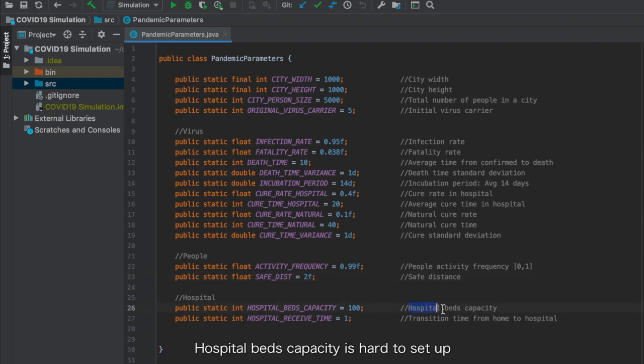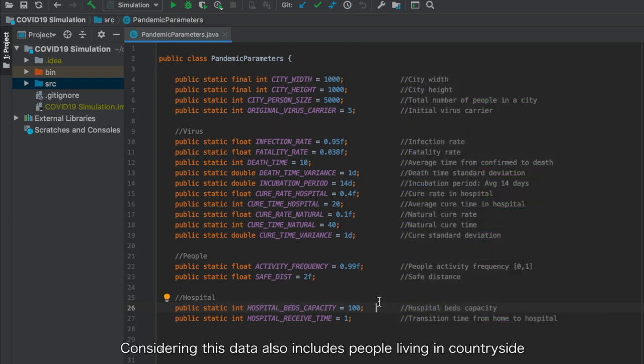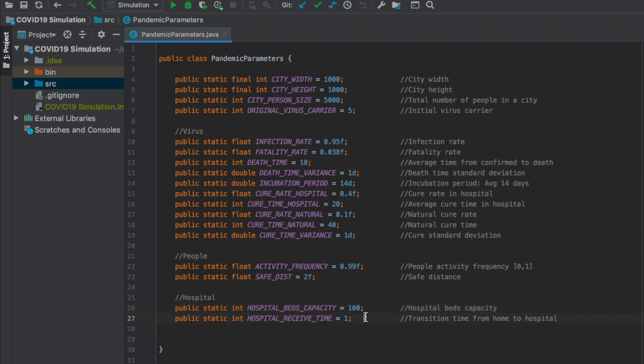Hospital beds capacity is hard to set up since it varies in different cities. Here I take an average from the top 40 highest hospital bed density countries. The result is 35 beds for 5,000 people. Considering this data also includes people living in countryside, I take 100 beds here for the city in my simulation. I assume that confirmed patients are randomly admitted to enter the hospital. So let's see how the simulation goes.